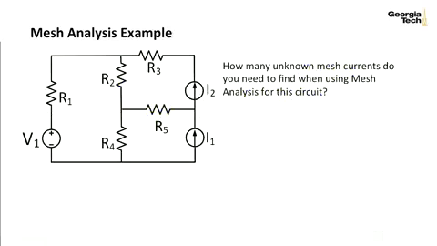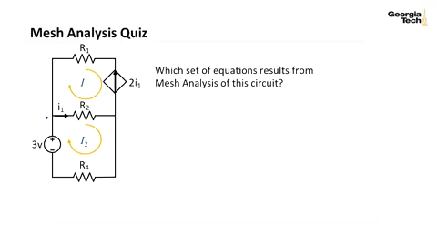We're going to set up a quiz here. For this particular circuit, how many unknown mesh currents do you need to solve this? Okay, in this case, the answer is 1, because we've got 3 mesh loops here, but 2 of these are known. We're assuming that the sources are known, so this is the only mesh current that you're going to need to solve for.